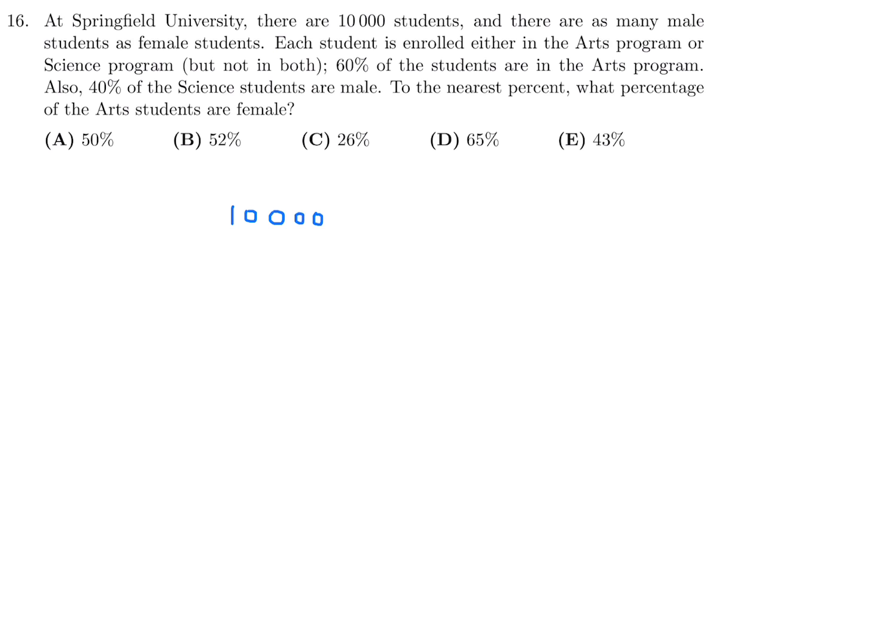10,000 students in total. They tell me that male and female students are equal in number. So that means we've got 5,000 male, 5,000 female. Hopefully we will use that later on. So now immediately they tell me that 60% are in the arts program. So that means 6,000 are in the arts program, and therefore the remaining 4,000 must be in the science program.